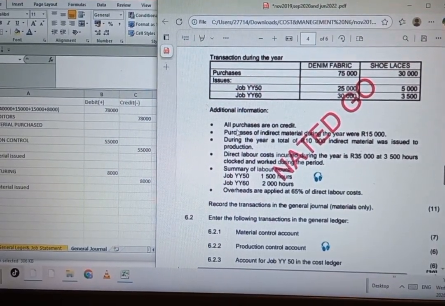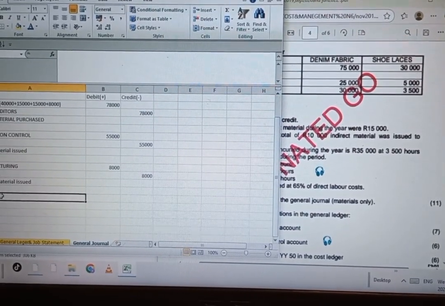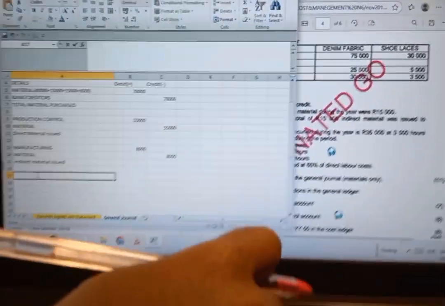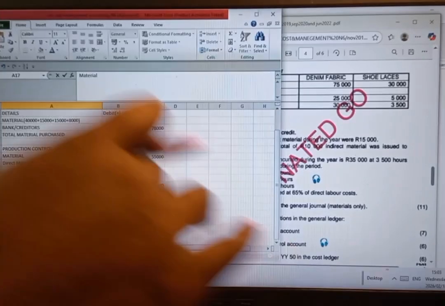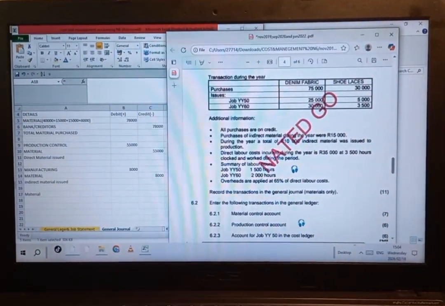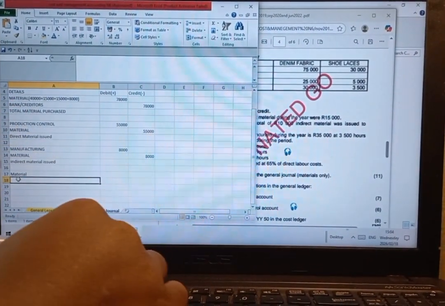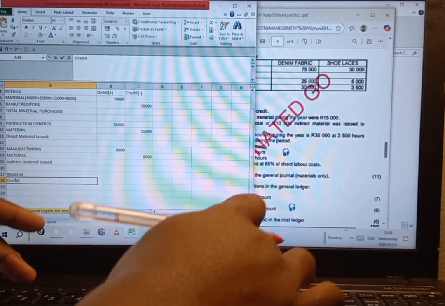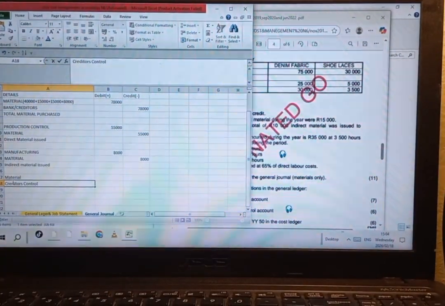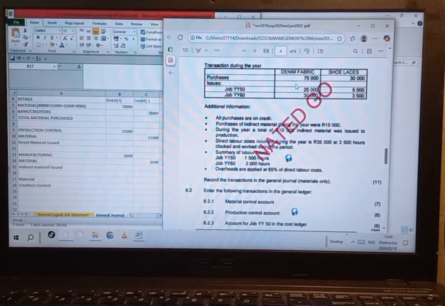Bullet number 1 says all purchases are on credit, guys. So we have material purchased, which is material. And then they told us that it was purchased on credit. All purchases are on credit, all of them, meaning we have creditors control.